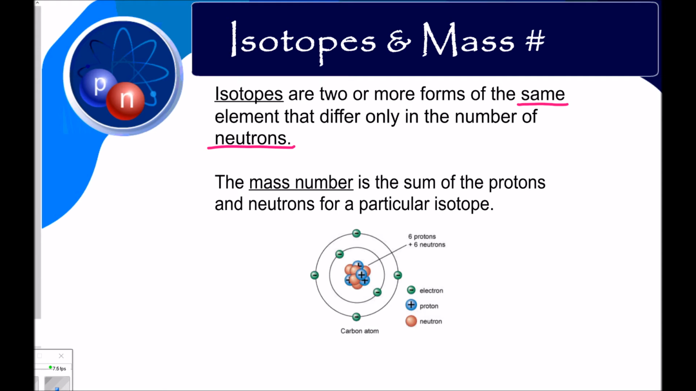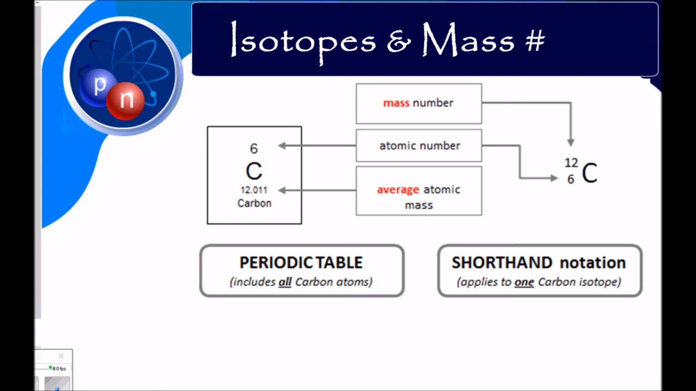So to figure out the mass number for a particular isotope, you'll add together the number of protons and neutrons. So protons plus neutrons equals the mass. To represent the mass and the atomic number of these isotopes, we use something called shorthand or isotope notation. On the right side here, this is an example of isotope notation for carbon-12. On top, we have the mass number, and on bottom, we have the atomic number.